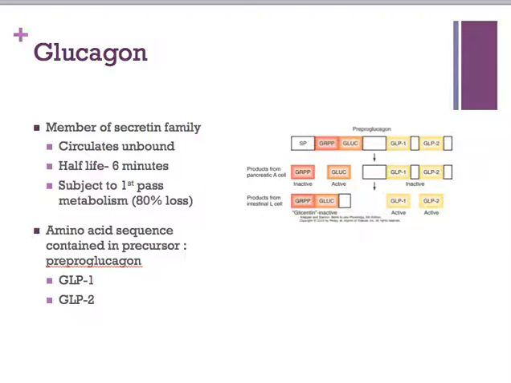Glucagon is a member of the secretin family. We talked about secretin in the digestive chapter. It circulates unbound to proteins. It has a half-life of about 6 minutes. It has a very strong first-pass effect, meaning that the liver extracts glucagon really readily when it's released. And there are 2 different types of amino acid sequences in something called pre-pro-glucagon, the pro hormone of glucagon, GLP-1 and GLP-2.